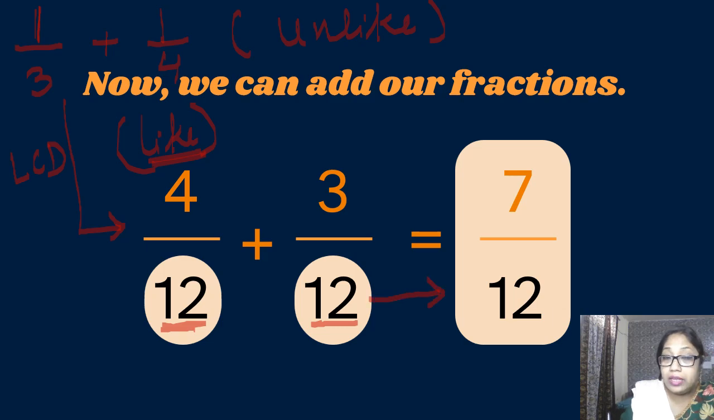Write down the denominator one time as it is, 12. Now add the numerators only. सिर्फ numerators का addition होता है like fraction में. 4 plus 3 is 7. Now new fraction is 7 upon 12. That means the sum of 1 upon 3 plus 1 upon 4 is 7 upon 12. Okay.